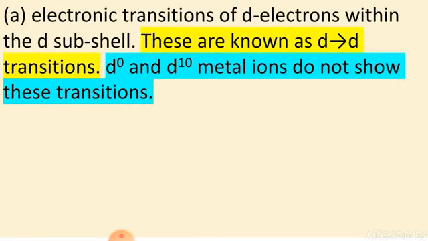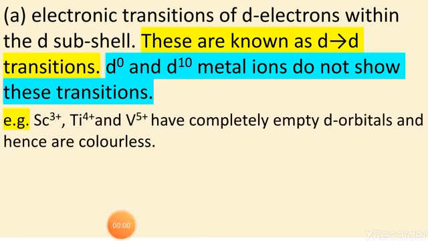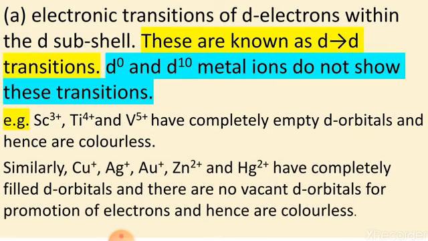So now dear students, let us focus on the d-d transition. The electronic transition of d electrons within the d subshell is known as d-d transition. Look here, d0 and d10 metal ions do not show d-d transition. Now look at the example: scandium 3+, titanium 4+, vanadium 5+ have completely empty d orbitals, hence they are colorless, that is, they have d0 electrons.